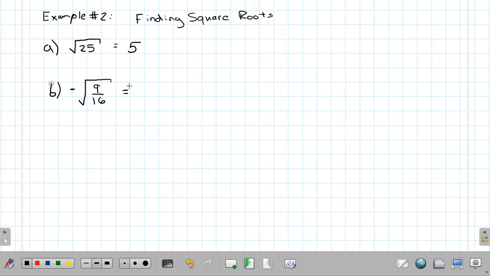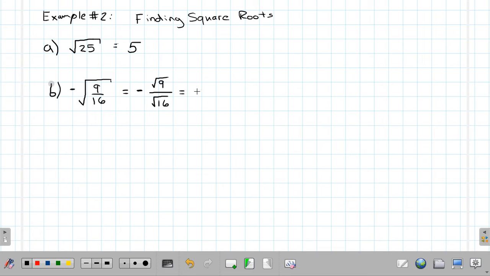So, first off, you notice we've got the negative on the outside of the square root here, so this is a negative square root, so that means our answer is going to be negative, okay? And then we need the square root of 9/16 or 9 over 16. Well, a neat little trick that you can do, if you're taking the square root of a fraction, is you can take the square root of the numerator and divide it by the square root of the denominator.